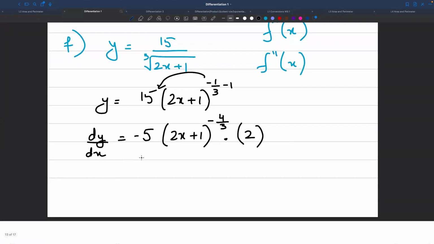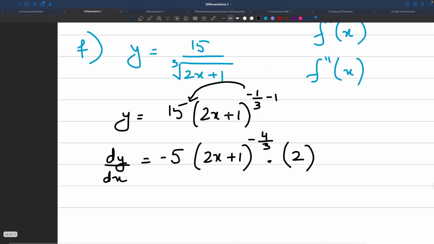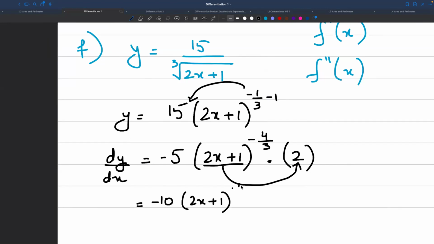So this, look, in lesson 2, on the class on Friday, if you check, we learned how to differentiate this. I'll just quickly tell you that if you have a bracket with a power given over here, first you multiply this power, decrease the power by 1, and you also multiply it with the derivative of 2x plus 1. So 2x plus 1, when we differentiate, we get 2. So this will become minus 10 into 2x plus 1 to the power of minus 4 upon 3. And this is dy by dx.